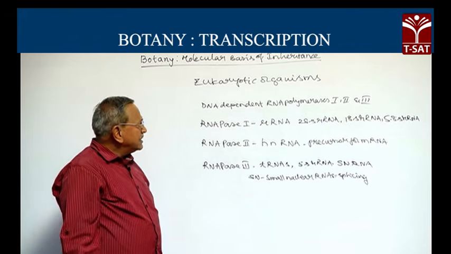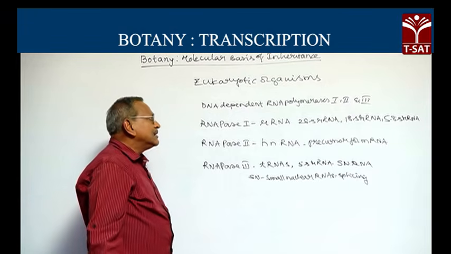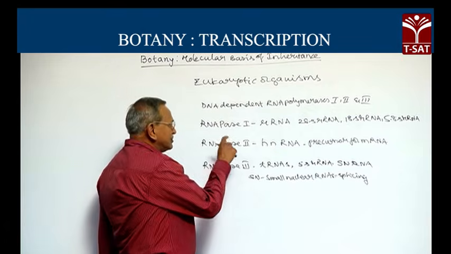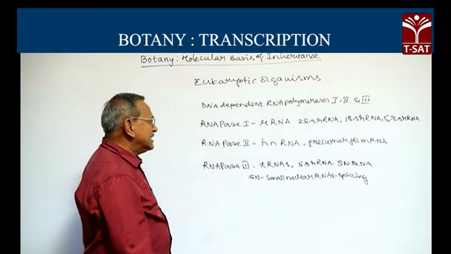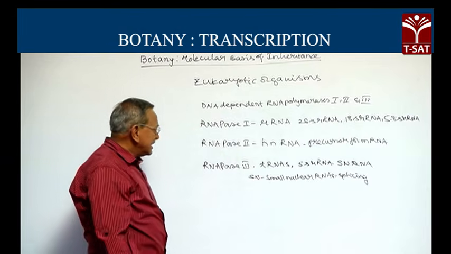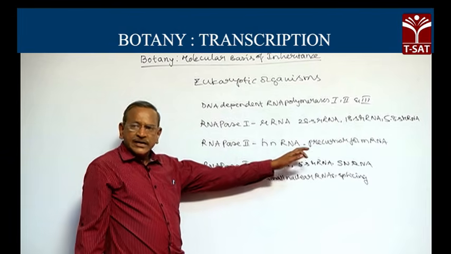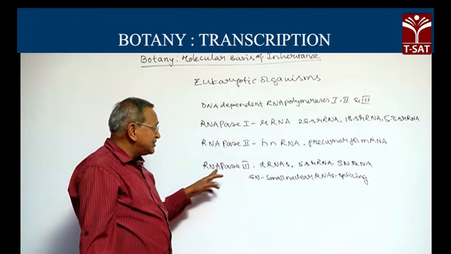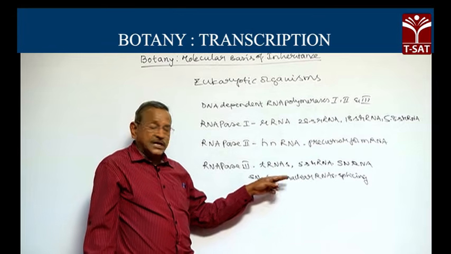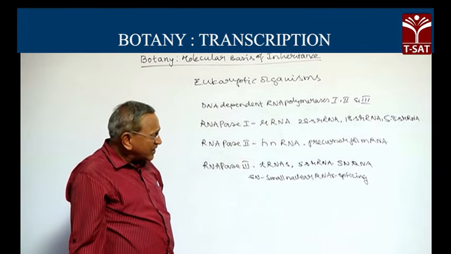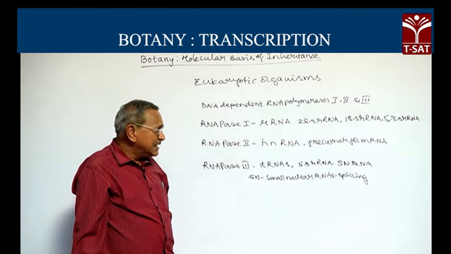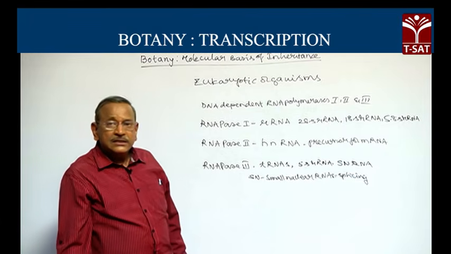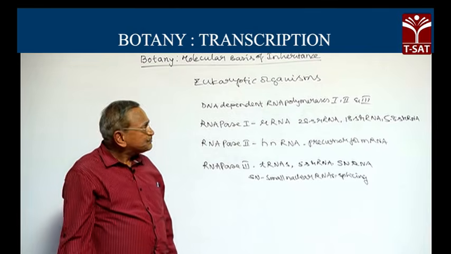So, there is a division of labor in eukaryotic DNA dependent RNA polymerases. 1, 2, 3 are there, and one mainly synthesizes rRNA, whereas 2 synthesizes mRNA, its precursor hnRNA, and RNA polymerase 3 mainly synthesizes tRNAs and also 5S rRNA and snRNA. SN stands for small nuclear RNAs. They are useful in splicing.